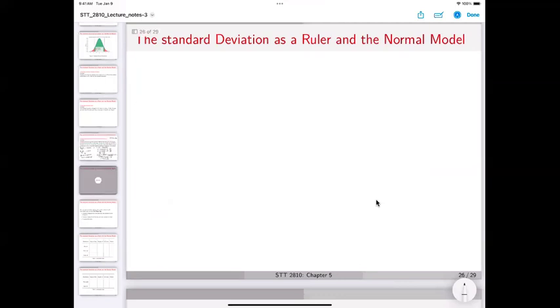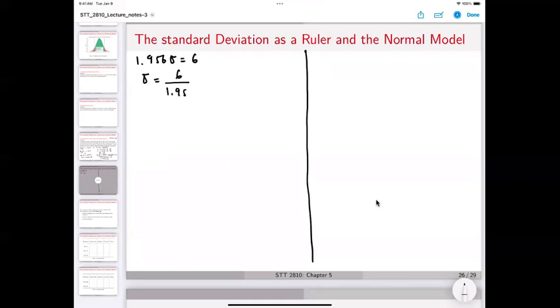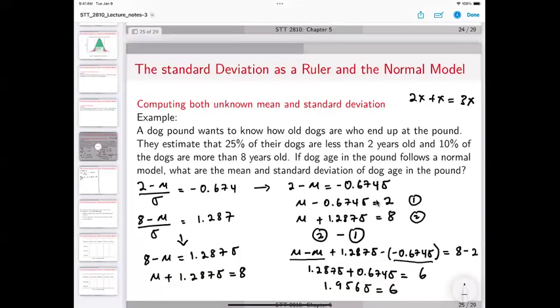Now let's solve for sigma. Remember we had 1.956 sigma equals 6. To solve for sigma, sigma equals 6 divided by 1.956, and this should give you sigma to be 3.067. So now plug in sigma equals 3.067 into equation 1. Wherever we say sigma, we plug in that answer.